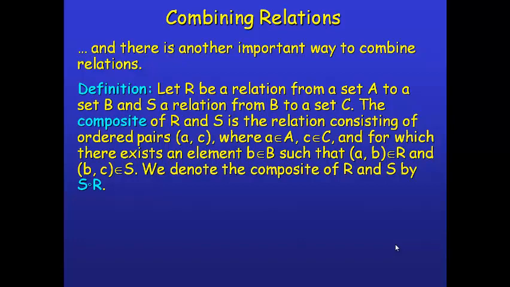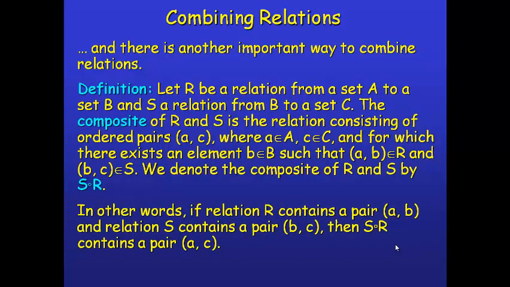The composite of R and S is the relation consisting of ordered pairs (a, c), where a belongs to A, c belongs to C, and for which there exists an element b belongs to B such that (a, b) belongs to R and (b, c) belongs to S. We denote the composite of R and S by S∘R. In other words, if relation R contains a pair (a, b) and relation S contains a pair (b, c), then S∘R contains a pair (a, c).